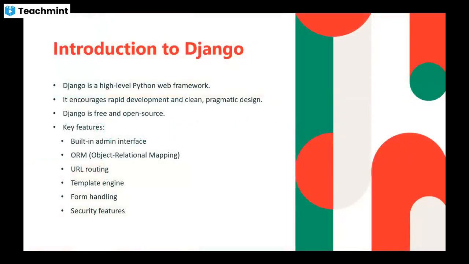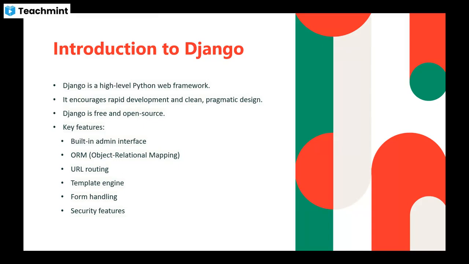Okay. So, introduction to Django. Django is a high-level Python web framework. So far we just learned what Python is and how to use the Python language. Django is a framework, which means Django has some tools to develop web applications. It is used for web development, and that's why it's called a web framework.